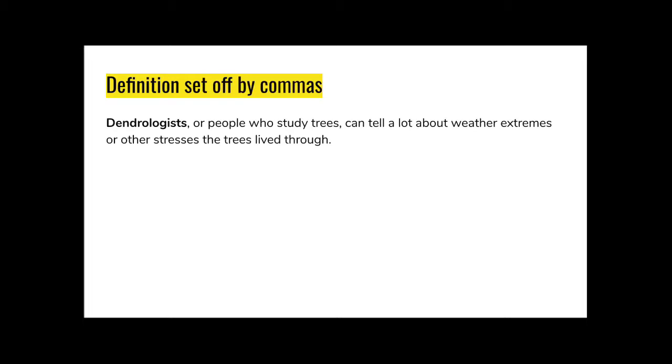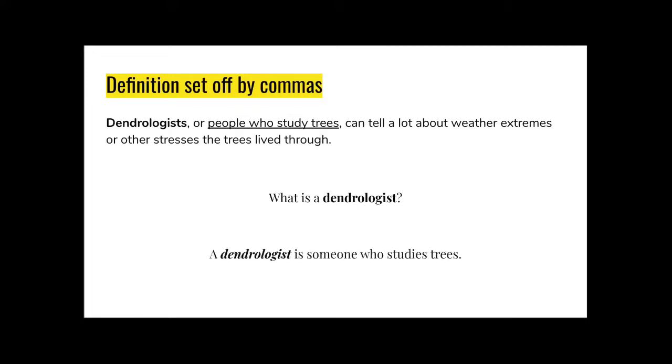Sometimes the author will give us the definition within the passage itself, and usually they will do this by using commas or maybe some other form of punctuation. In this sentence, dendrologists, or people who study trees, can tell a lot about weather extremes or other stresses the trees live through. Well, in this example, we see that the author has given us the definition of a dendrologist. So what is it? Well, it's people who study trees. Therefore, we know that a dendrologist is someone who studies trees.